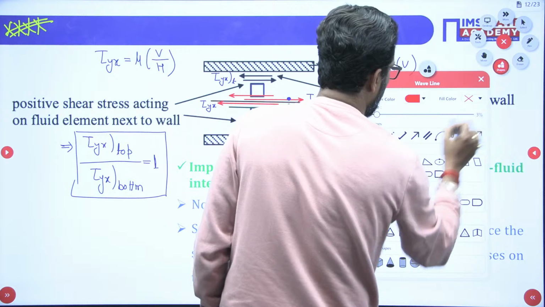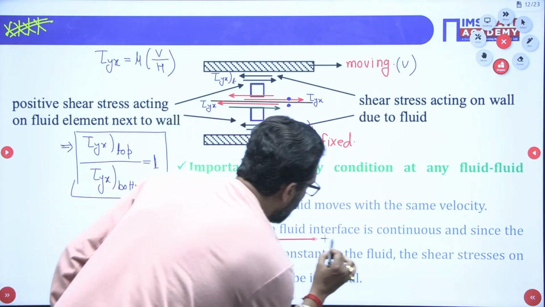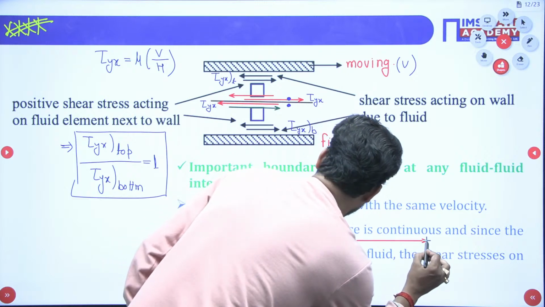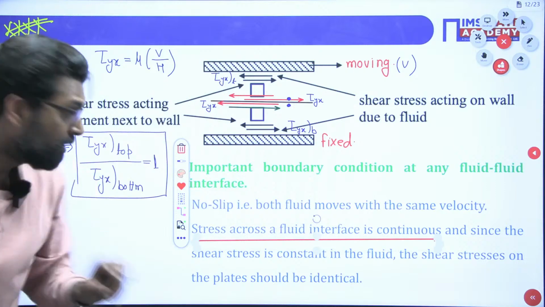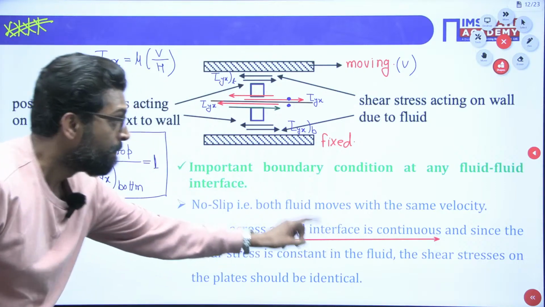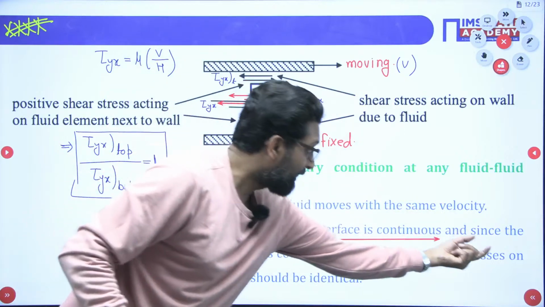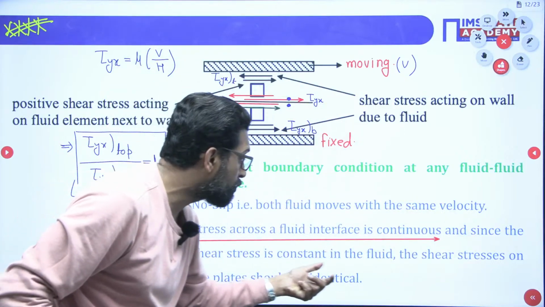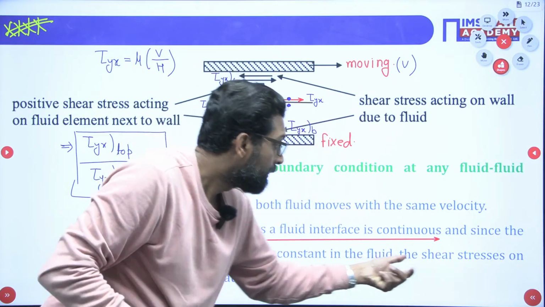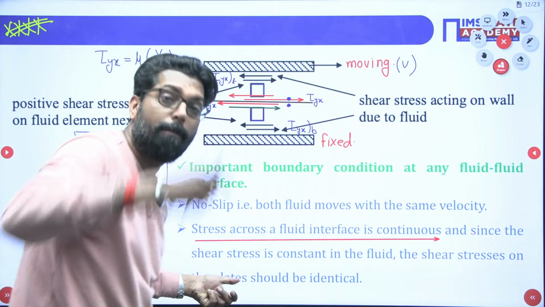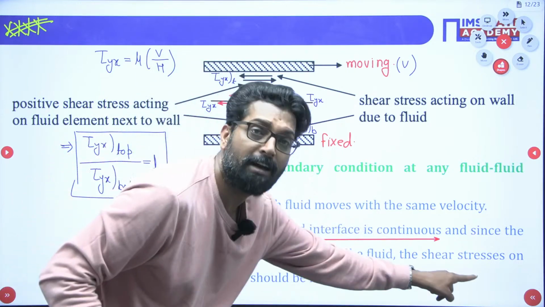Stresses across the fluid interface are constant. That is a very important thing. Now take this case. Since the shear stress is constant in the fluid, in a Couette fluid with no pressure, the shear stress ratio on the plate top and bottom are identical. So these terms differ and these terms differ.